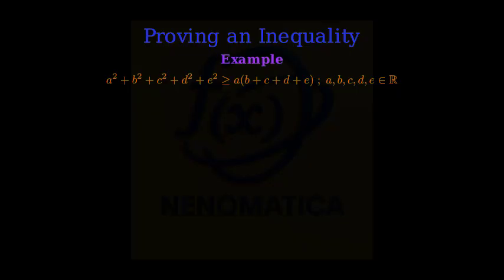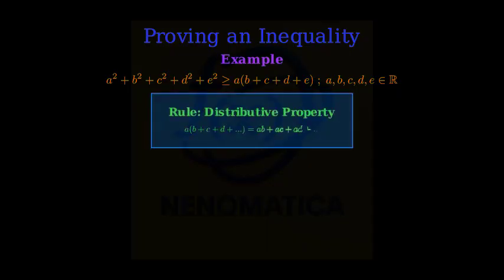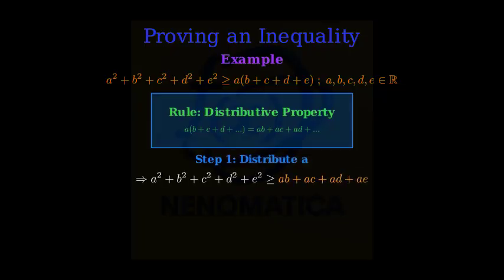Let's start our proof. The first step is to distribute the term on the right side of the inequality. We'll use the distributive property, which states that a times the sum of multiple terms equals the sum of a times each term. So, a times the quantity b plus c plus d plus e becomes ab plus ac plus ad plus ae.